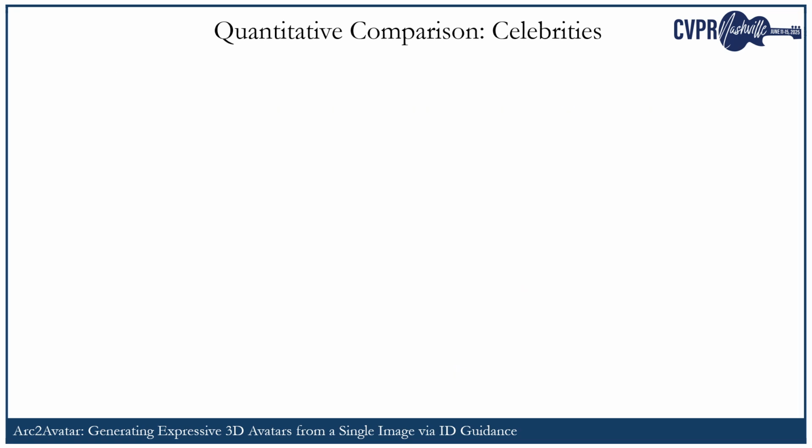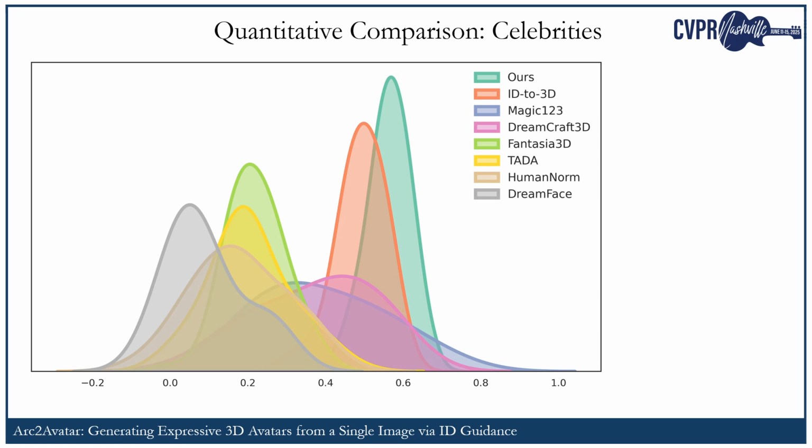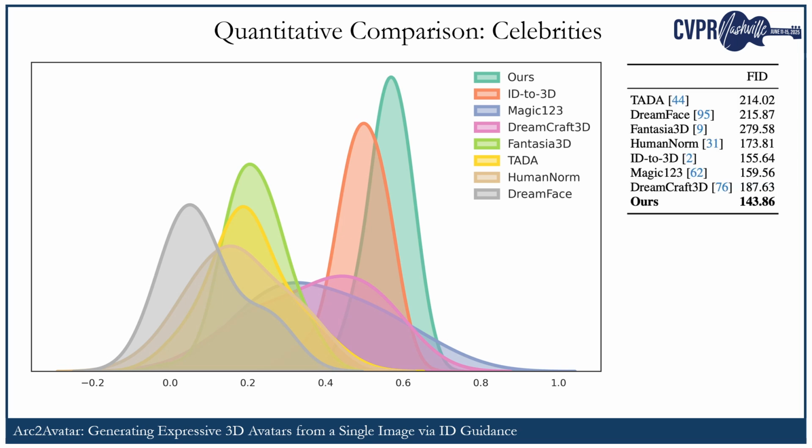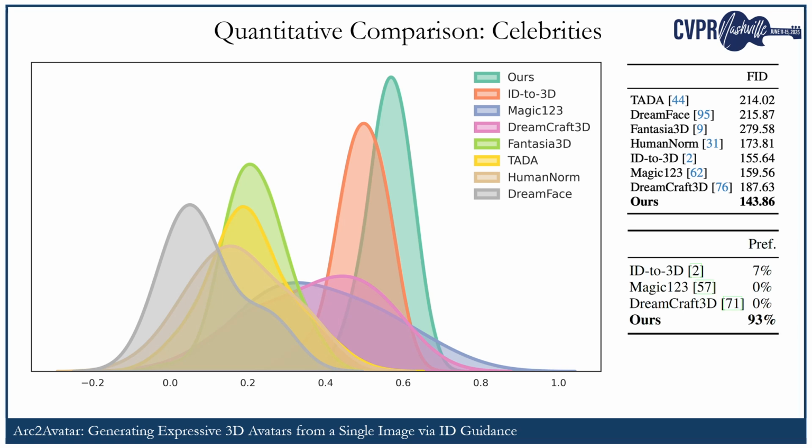We also conducted quantitative analysis to substantiate our claims of superiority. First, we employed the standard benchmark of identity similarity distribution, which per method reveals that our approach achieves both the highest scores and the lowest variance, demonstrating superior identity and view consistency. To further evaluate the realism of the generated avatars, we utilized the FID metric, with again our method outperforming all others, achieving the best score. Lastly, we conducted a user study involving 40 participants. Remarkably, our method collected 93% of the preferences and received positive feedback regarding its quality.